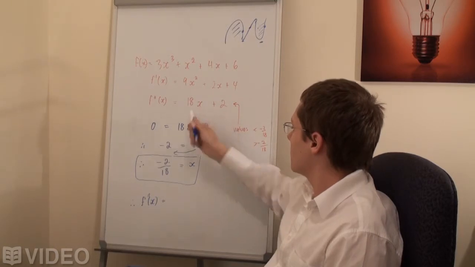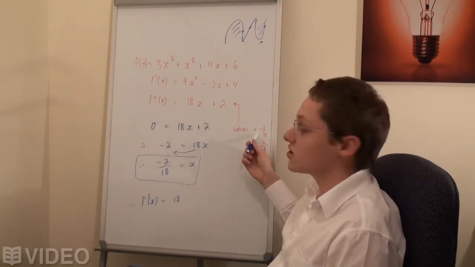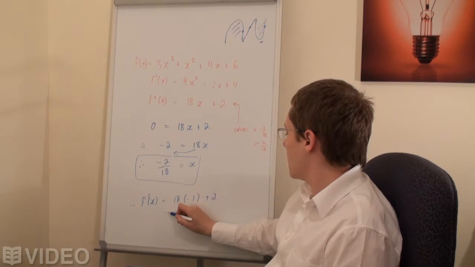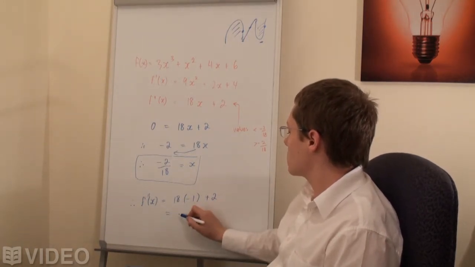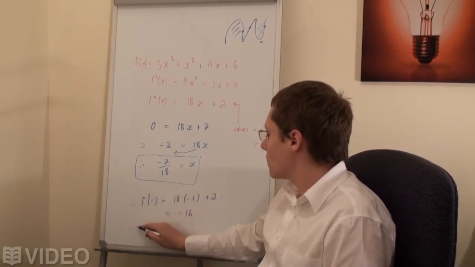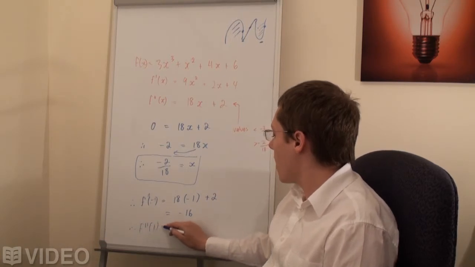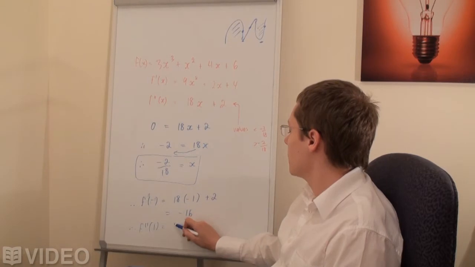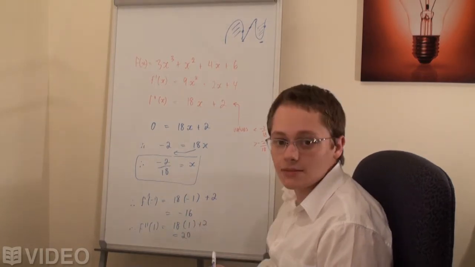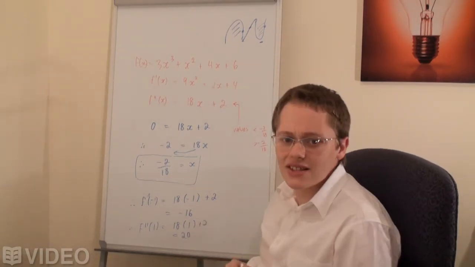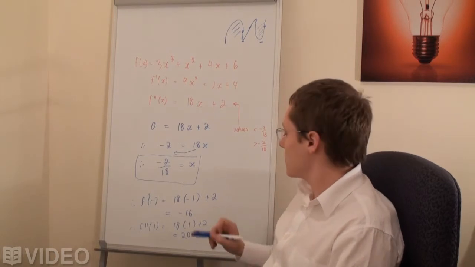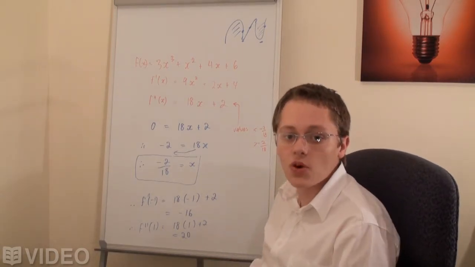and what we get here is 18 lots of, and let's go with negative 1 for example. 18 lots of negative 1 plus 2 equals negative 18 plus 2, which is negative 16. So that's f prime prime of negative 1. If we look at f prime prime of 1, for the second derivative, then it will be 18 lots of 1 plus 2, which is equal to 20. What this is telling us is that we have a negative second derivative before this point of inflection, and a positive second derivative after this point of inflection.